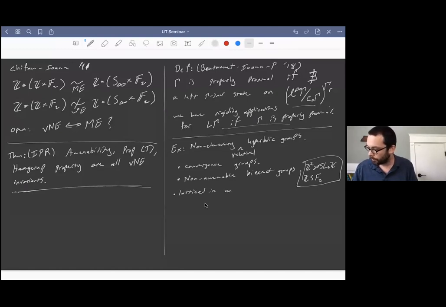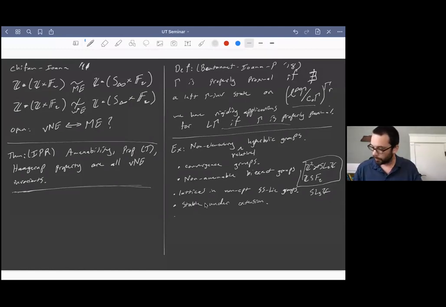On the other hand, we were also able to show that lattices in non-compact semi-simple Lie groups, so this is for rank 1, like hyperbolic type properties, but also for higher rank, we get the same properties. So for instance, things like SL_3(Z) are also properly proximal in our sense. We can also show that this property is stable under extensions. So in particular, under finite direct products, it's stable.